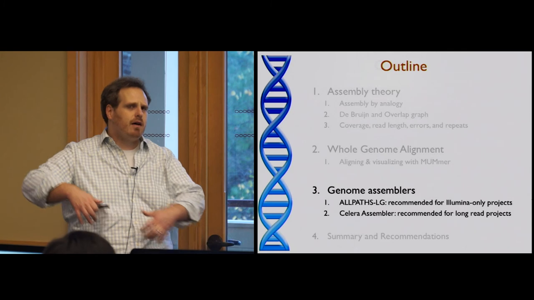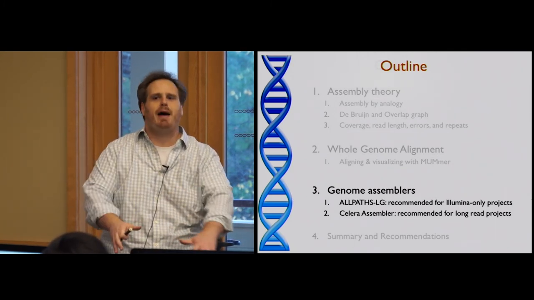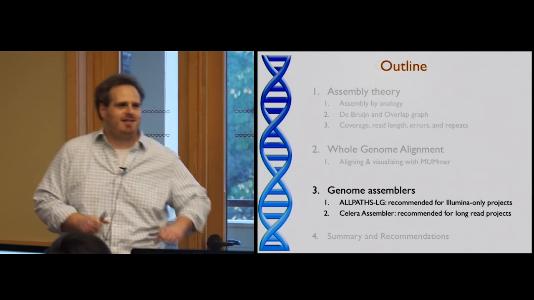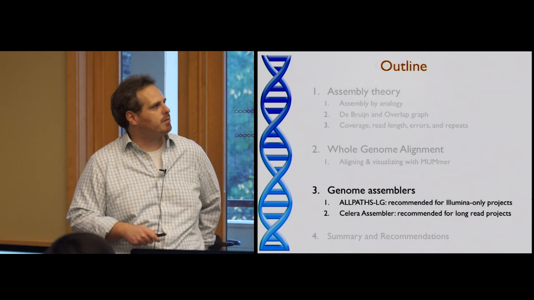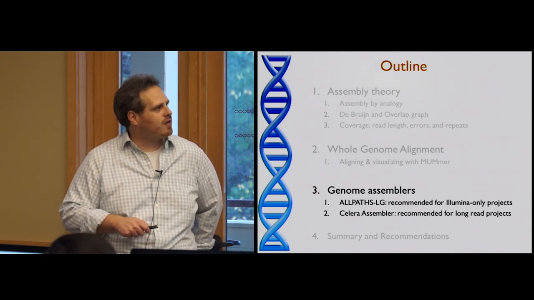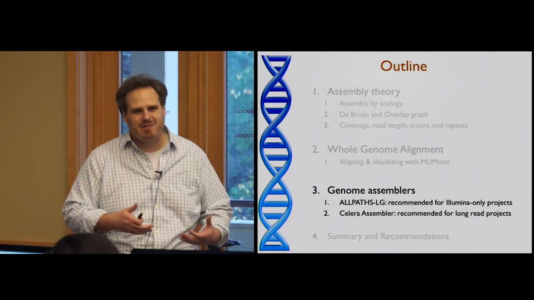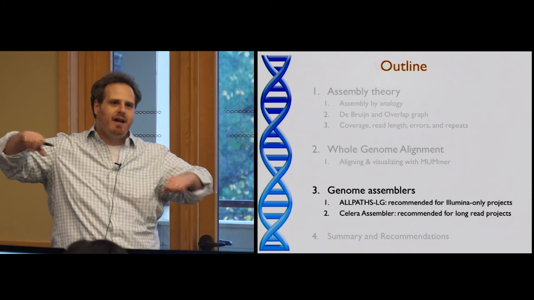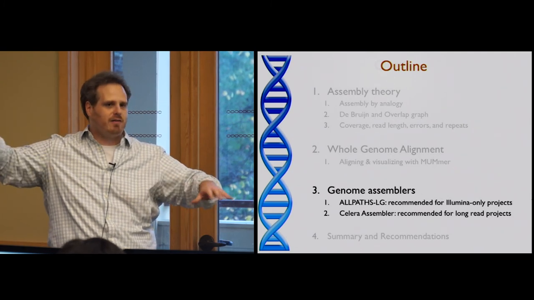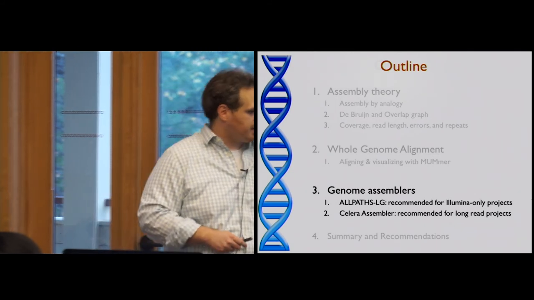You can input Illumina data into the Celera assembler, but you will get a bad assembly. It's not optimized for 100 base pair reads. It really wants things to be thousands of base pairs long. In the same vein, you can sort of load long reads into AllPaths, but it's not really set up for that. It doesn't scale beyond microbes. So it's kind of like two different tools. They use a lot of the same concepts, but they really are specialized for these two different scenarios, and you really can't effectively mix them together.